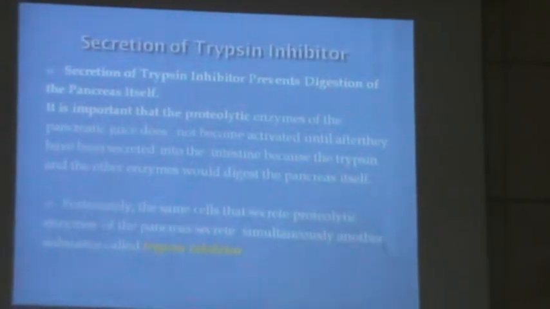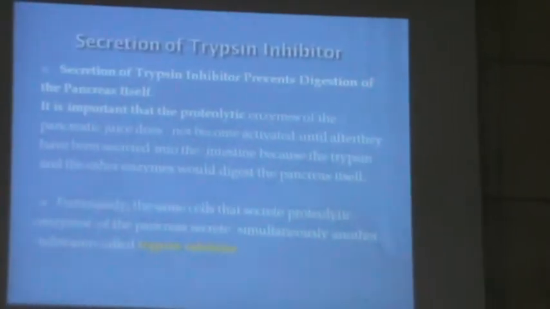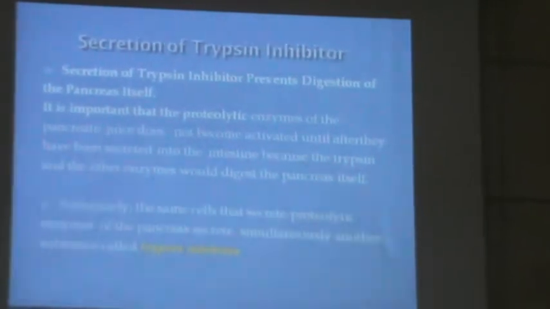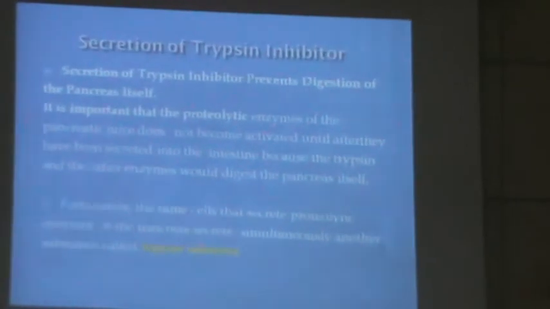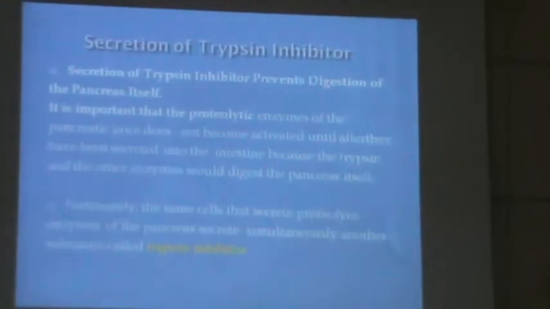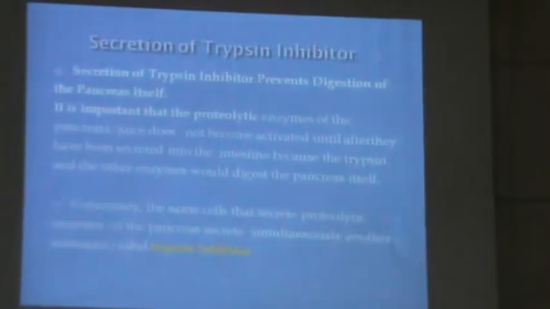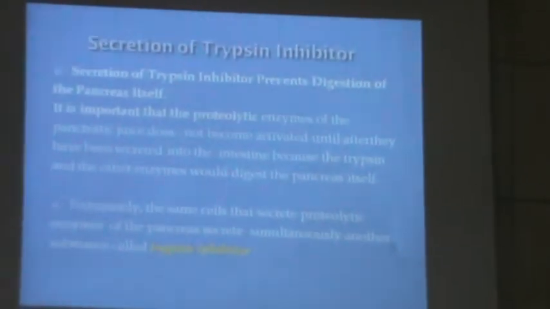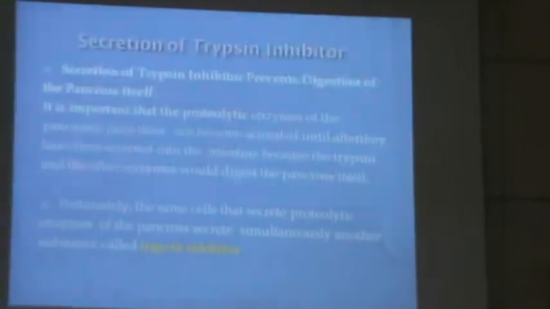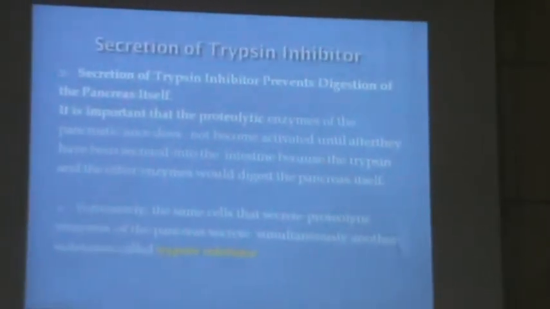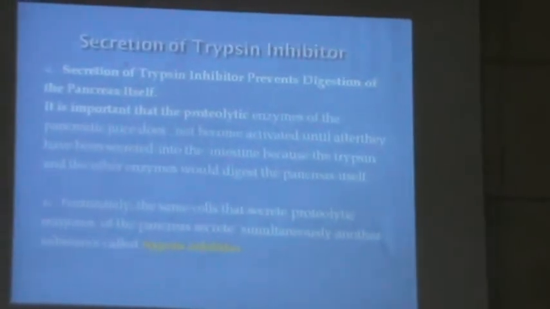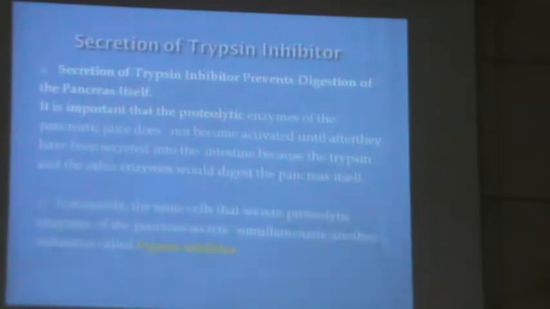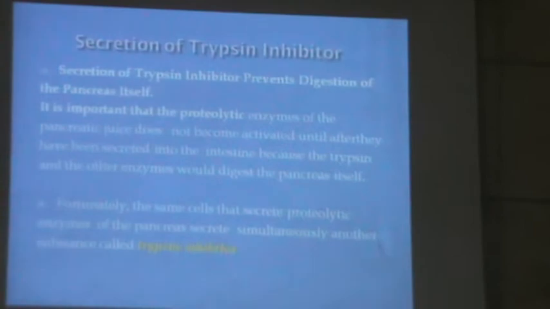Now, another important enzyme, which is trypsin inhibitor, is synthesized also by the acinar cells. And it is very, very important in preventing the activation of the proteolytic enzymes inside the acinar cells. By the action and the aid of this enzyme, the proteolytic enzymes are released as an inactive form.